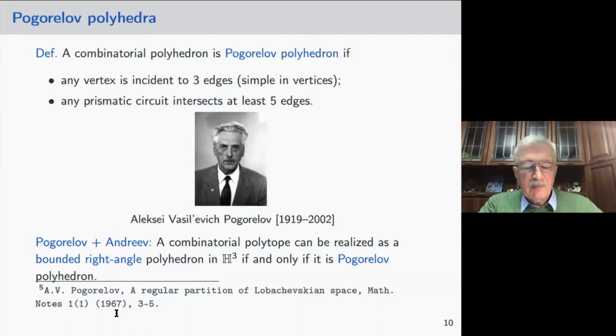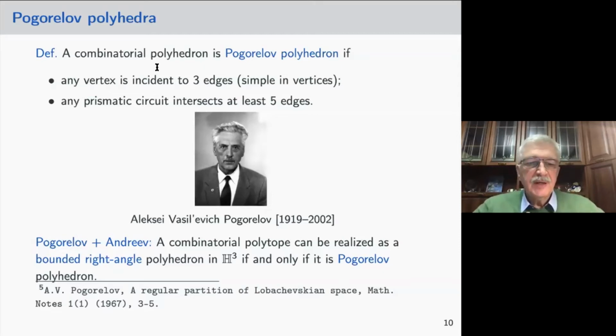right-angled hyperbolic polytopes. And if you consider a combination of two theorems, the Pogorelov theorem and the Andreev theorem, we can give a characterization of such polytopes in hyperbolic space. So first we could give a definition.